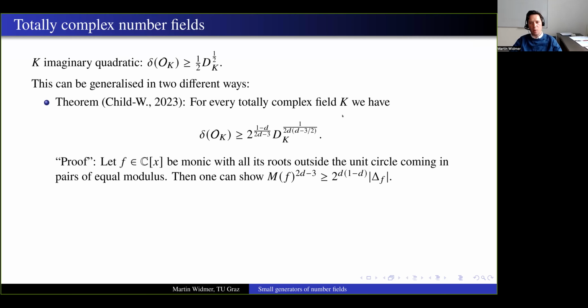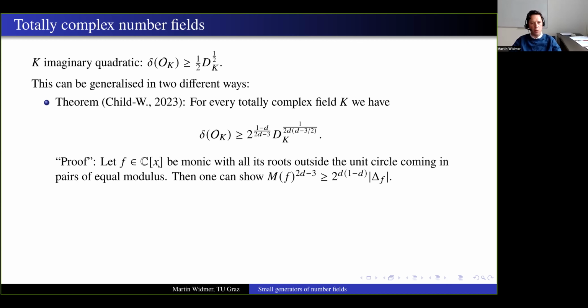Whenever you have a totally complex number field, the smallest integral generator is significantly bigger than what you get from just applying Silverman's bound. Silverman's bound had the exponent on the discriminant 1 over 2d times d minus 1. Here you have d minus 3 half. That's a little bit, but significantly bigger.